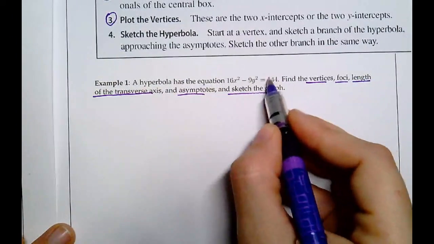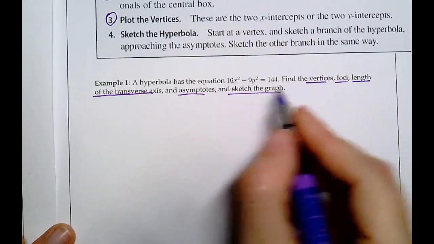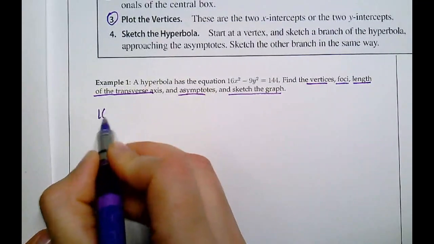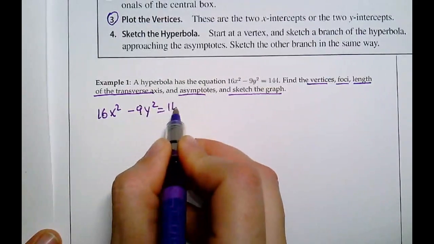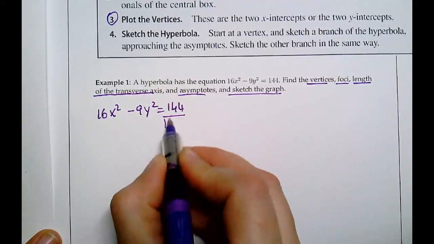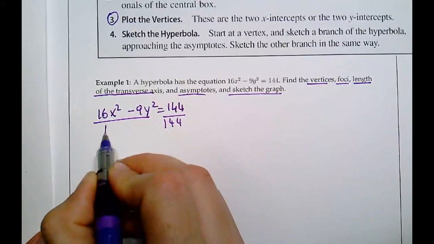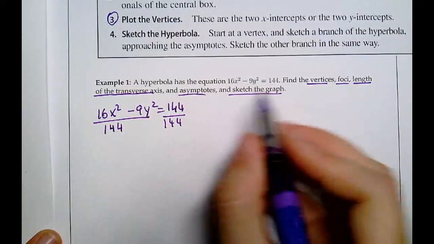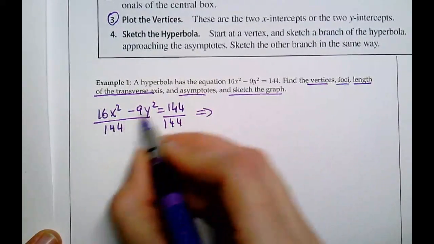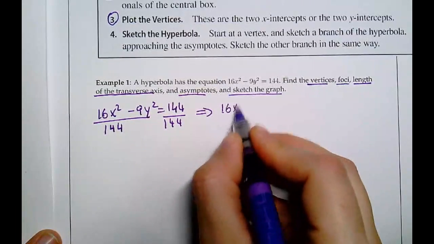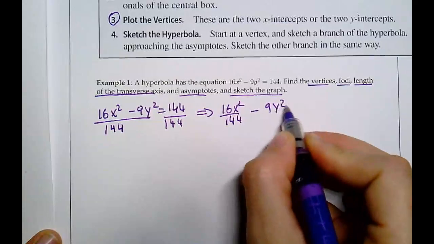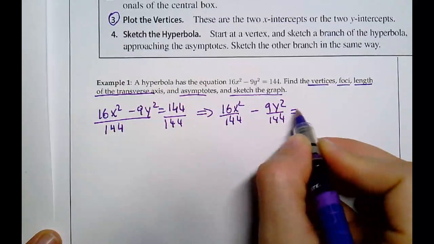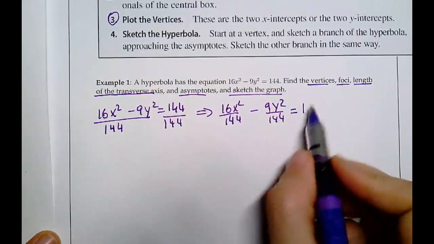So how can I make this 144 a 1? Well, I can divide both sides by 144. Okay, so I'm going to divide both sides by 144. And that's going to give me 16x squared over 144 minus 9y squared over 144 equals 1. So we have the equals 1 now.